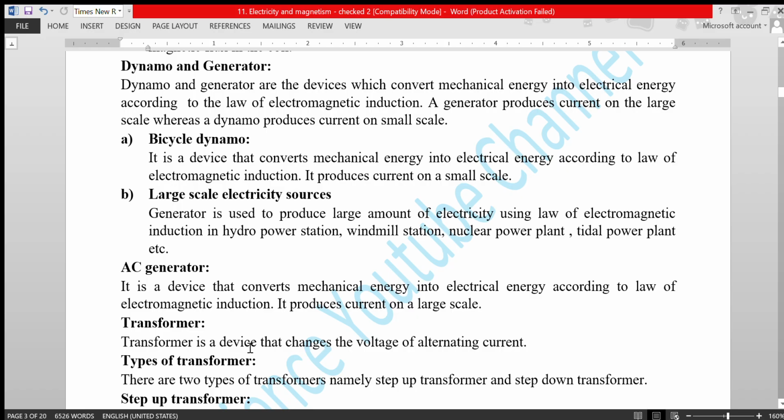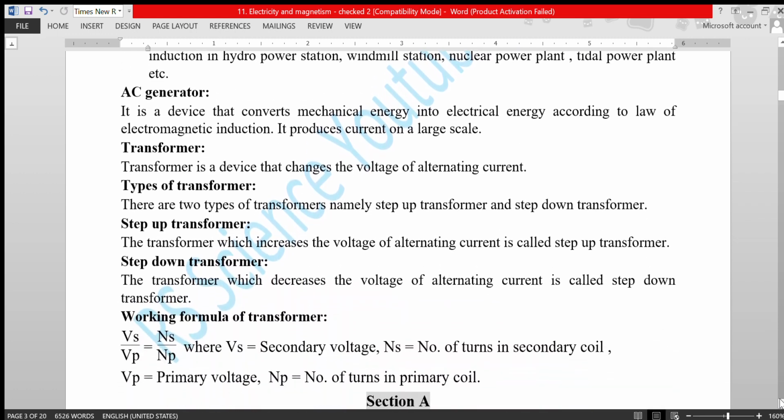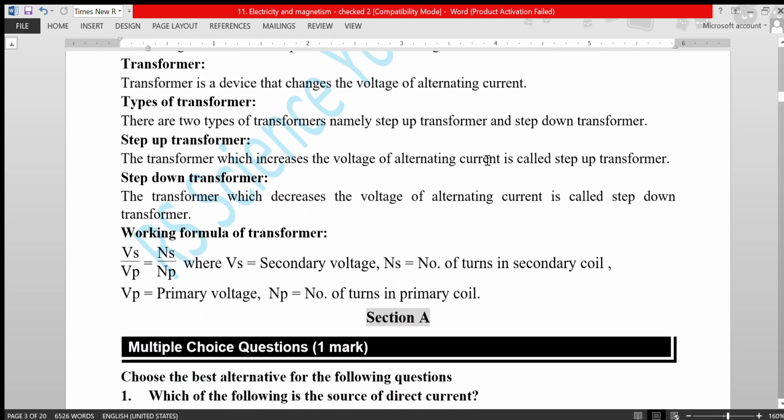Transformer. It is a device that changes the voltage of alternating current. There are two types of transformer, namely step-up transformer and step-down transformer. The transformer which increases the voltage of alternating current is called a step-up transformer. The transformer which decreases the voltage of alternating current is called a step-down transformer.